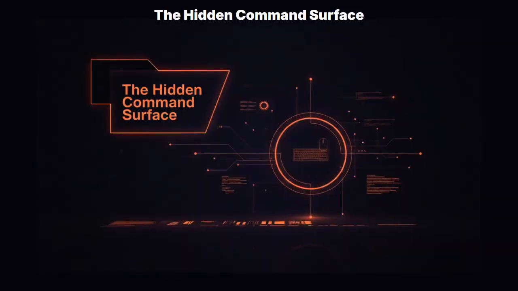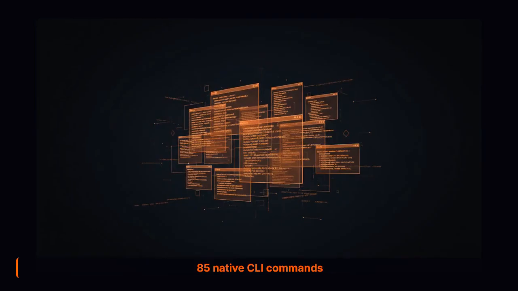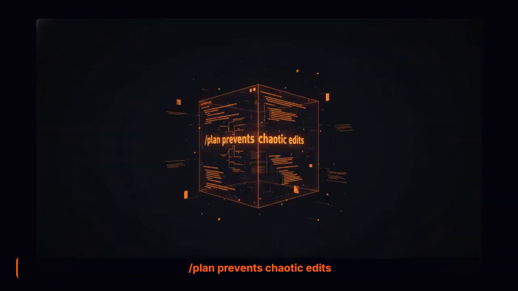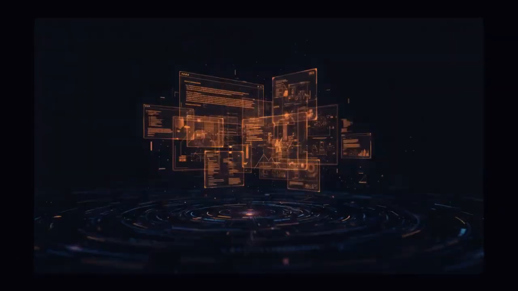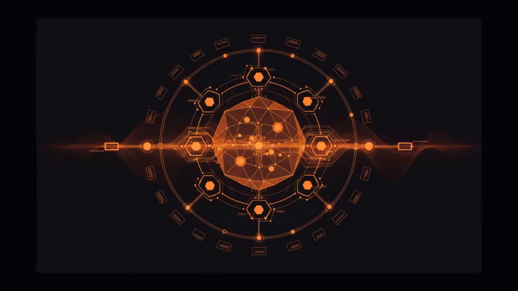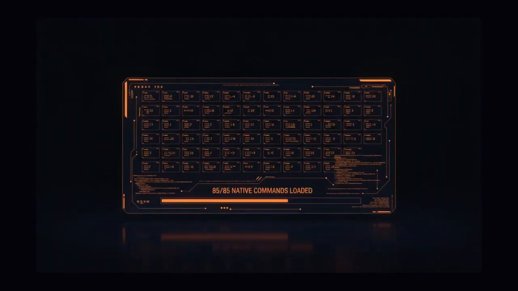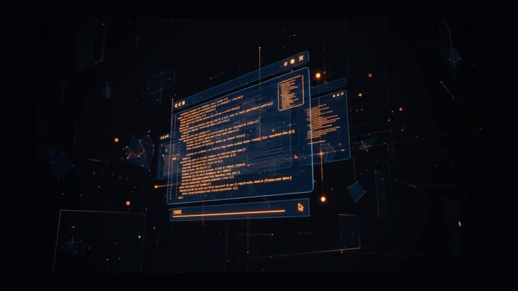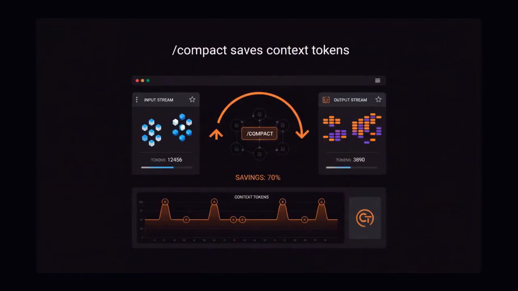Stop relying solely on prompts. The source reveals 85 hidden commands. Use /init to generate a project manual, or /plan and /ultraplan to map approaches without editing. Save money with /compact to compress history, track spend with /cost, and run automated checks using /review and /security-review.